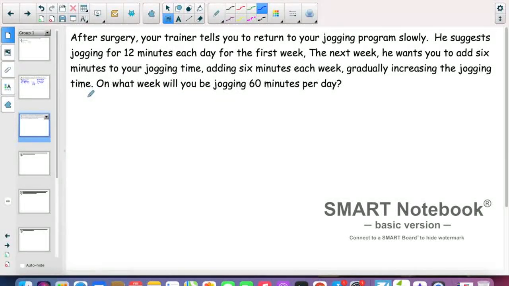Well, it says on the first week, you start jogging 12 minutes. In the next week, you add 6 to that. So the next week, 18 minutes. The following week, 24 minutes. And we will continue that pattern.